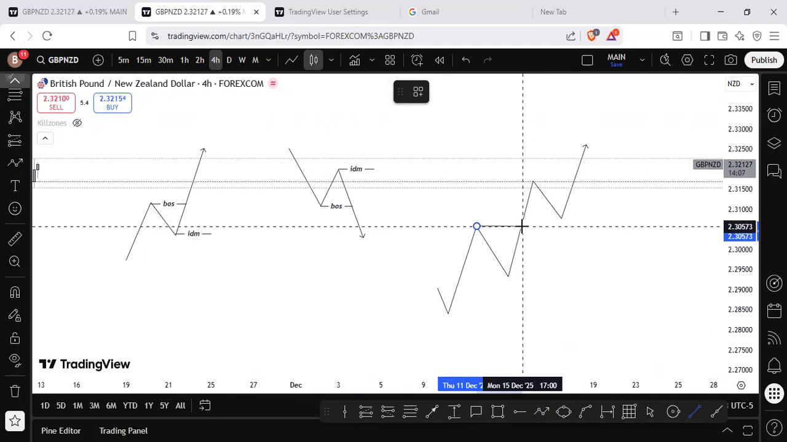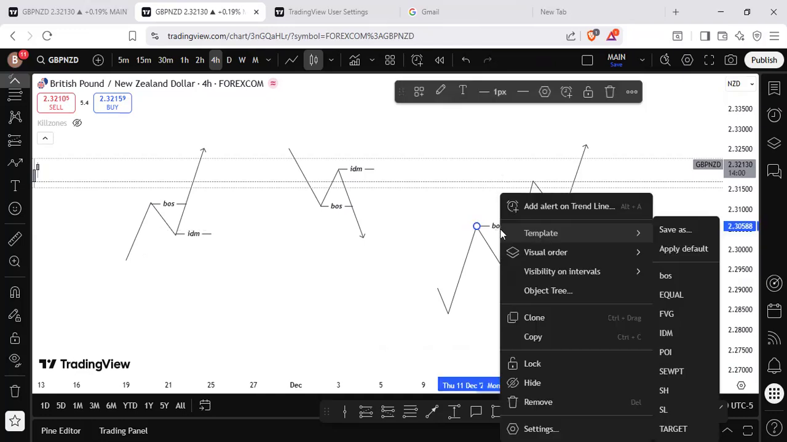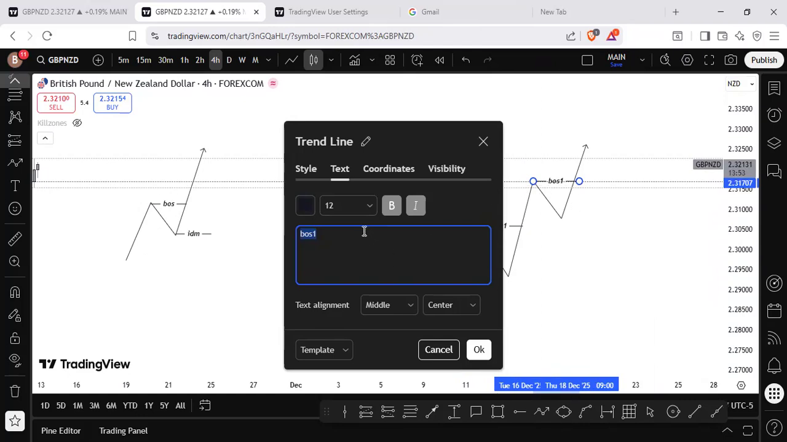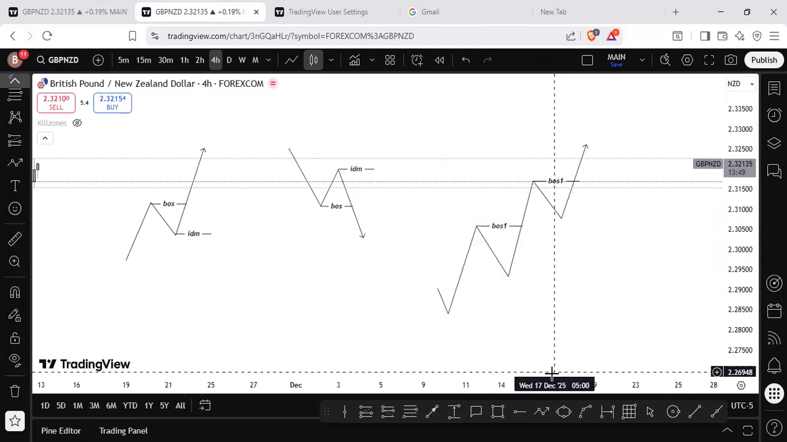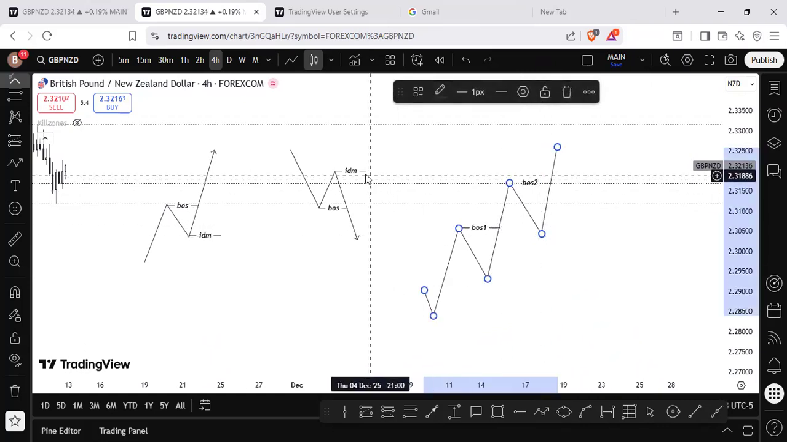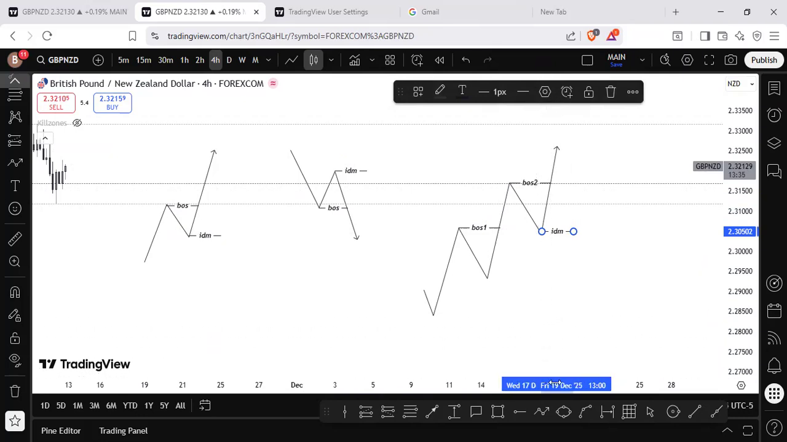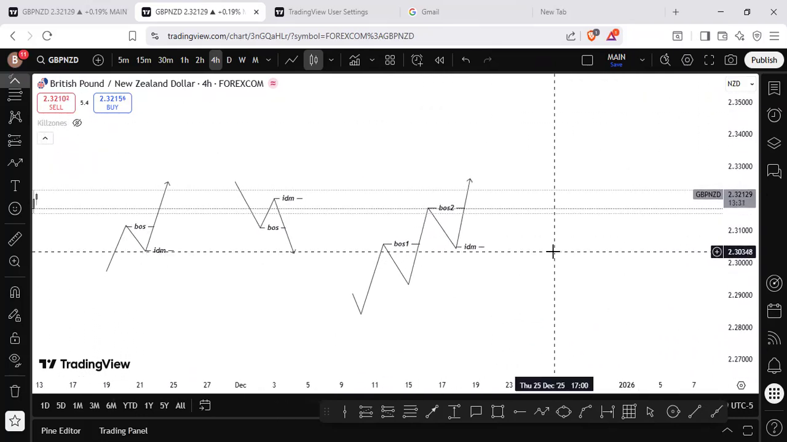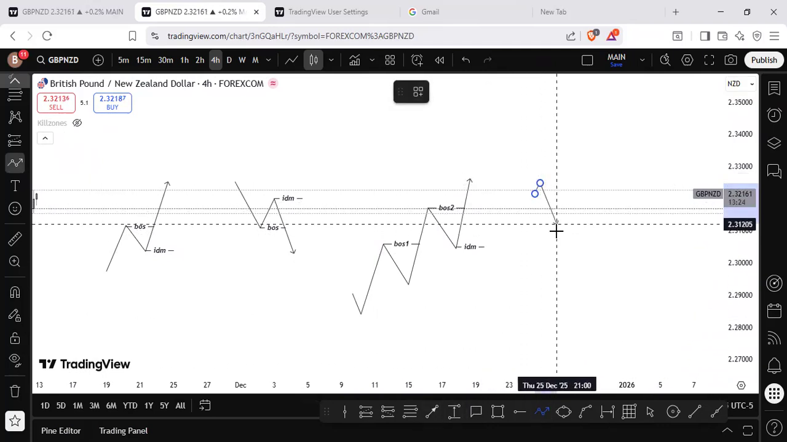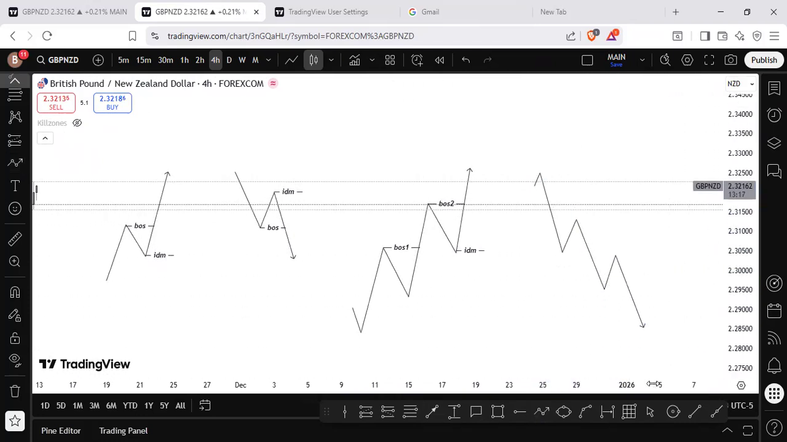So this one can be your BOS1, and the second one will be your BOS2. Then this low that gave you the second breakup structure would always be your inducement. The first structural low that confirmed your second breakup structure is your inducement. For the sell market, the same thing: impulse, correction, impulse, correction, impulse. That's it.